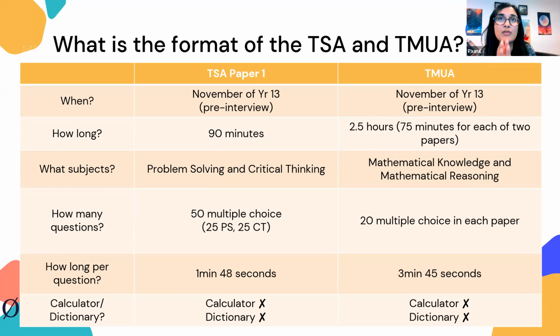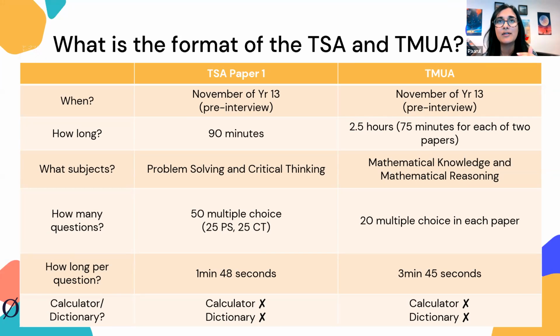How many questions? Well, we've got 50 multiple choice questions in the TSA, 25 problem solving, 25 critical thinking. And in the TMUA, each paper has 20 multiple choice questions, so overall you have 40. You have 108 seconds, 1 minute and 48 seconds, to answer a TSA question on average. In the TMUA, you have a bit more time, 3 minutes, 45 seconds, but the questions are a lot more in depth. Are you allowed a calculator or dictionary in either? No, you won't be allowed one in either of them.